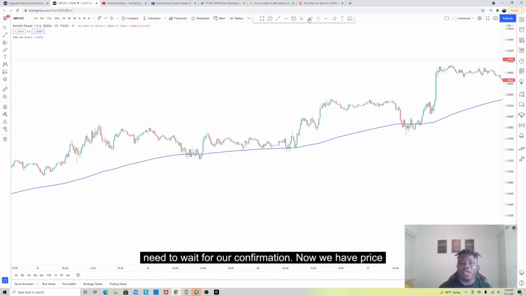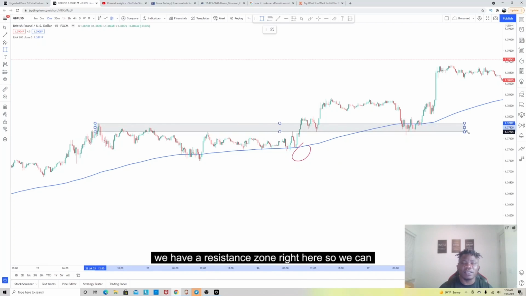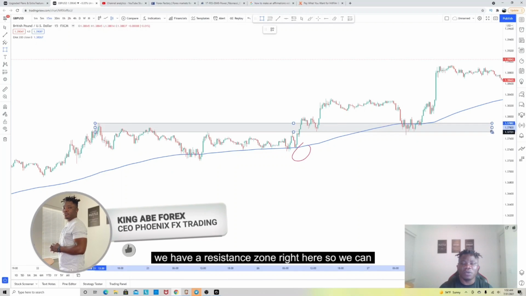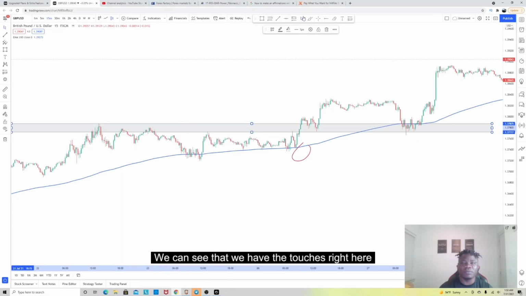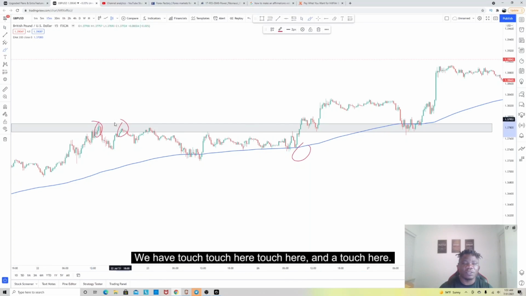Now we have price above the 200 EMA, looking at this buy example here. Before we get in, what else do we see? Over here on the left-hand side, we have a resistance zone. We can see that we have the touches right here: a touch here, and a touch here.